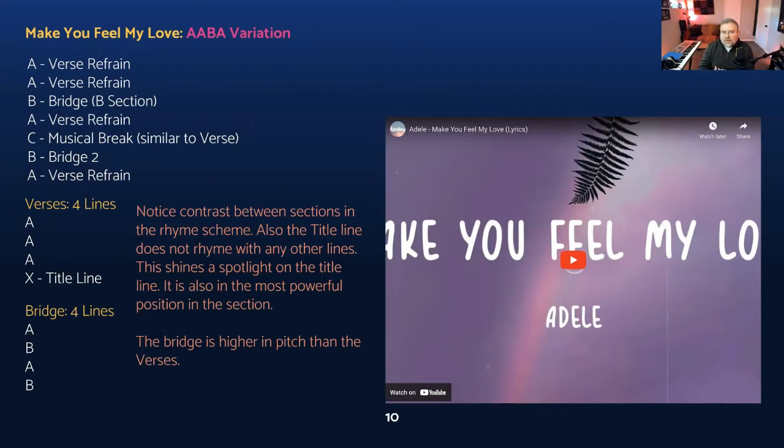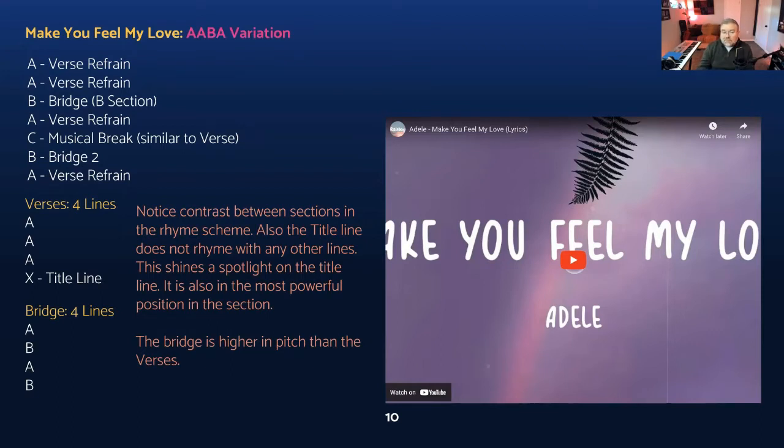And this follows a really common folk structure, which is the AABA structure, where it's a verse refrain, there's a bridge, and then it goes back to a verse refrain. This song kind of doubles that, where there's a musical break, which is very similar to the verse. So I called it C because it was different, but it could technically be called another A, where it is basically the sound of the verse, it goes to a bridge, and then the song ends with another verse refrain.